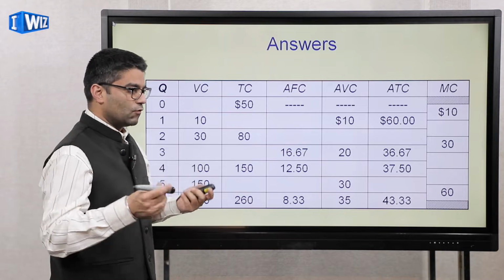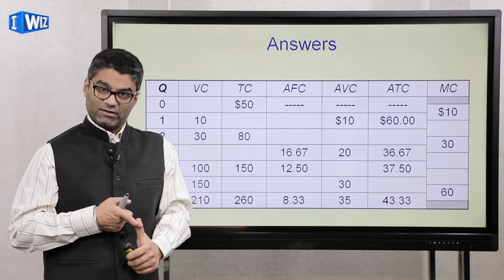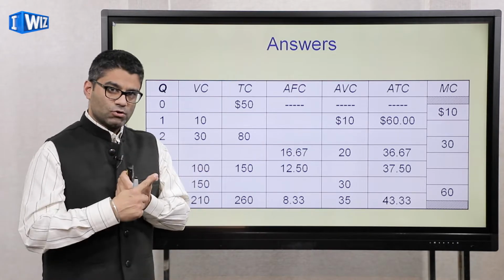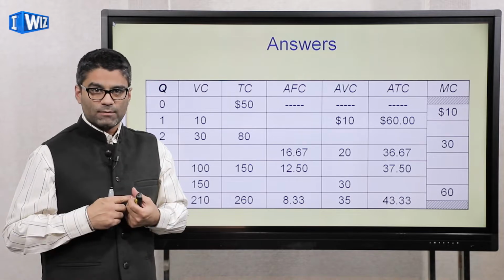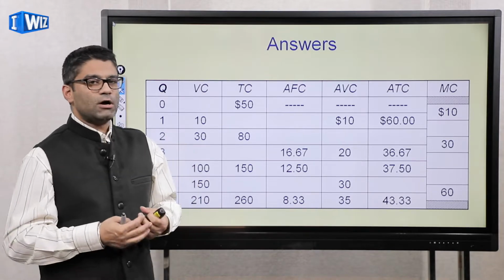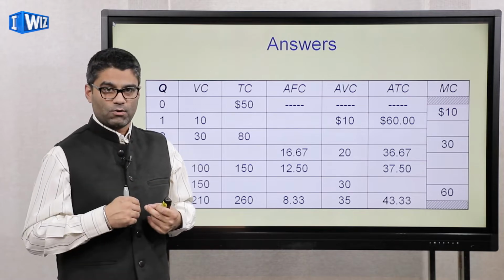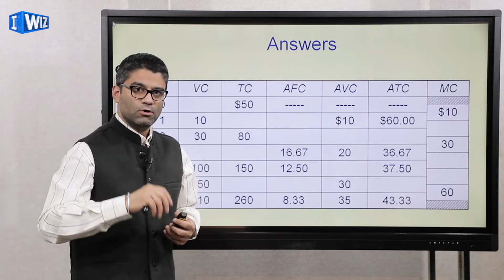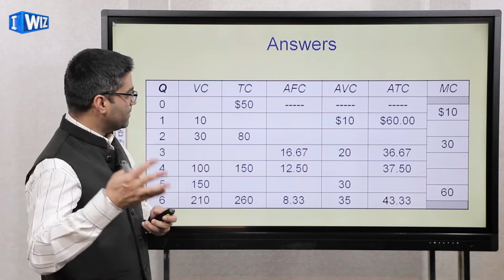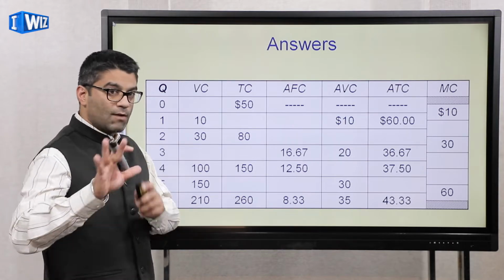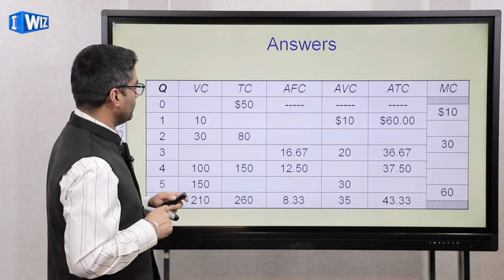So you should know some of the formulas. Total cost equals fixed cost plus variable cost, average total cost equals average fixed cost plus average variable cost, average variable cost equals variable cost divided by quantity, average fixed cost equals fixed cost divided by quantity. Some of these formulas are going to pop up during this video, so make sure you are comfortable doing them, and then marginal cost as well.